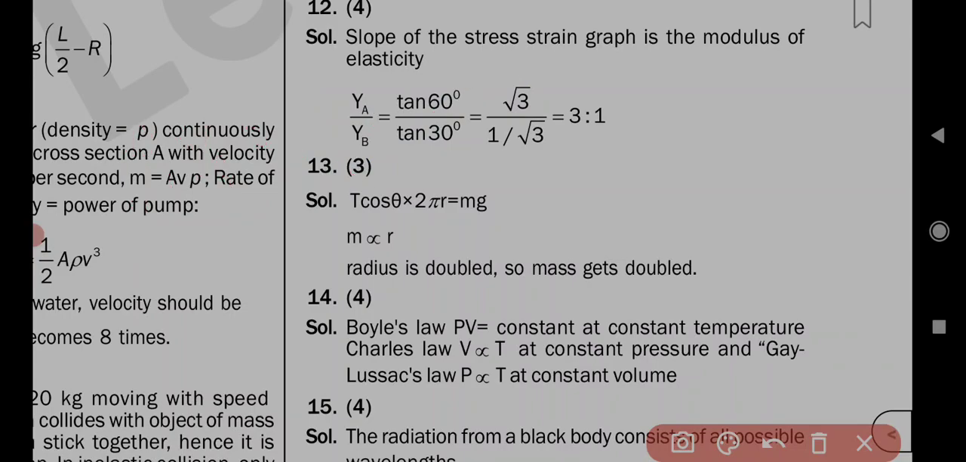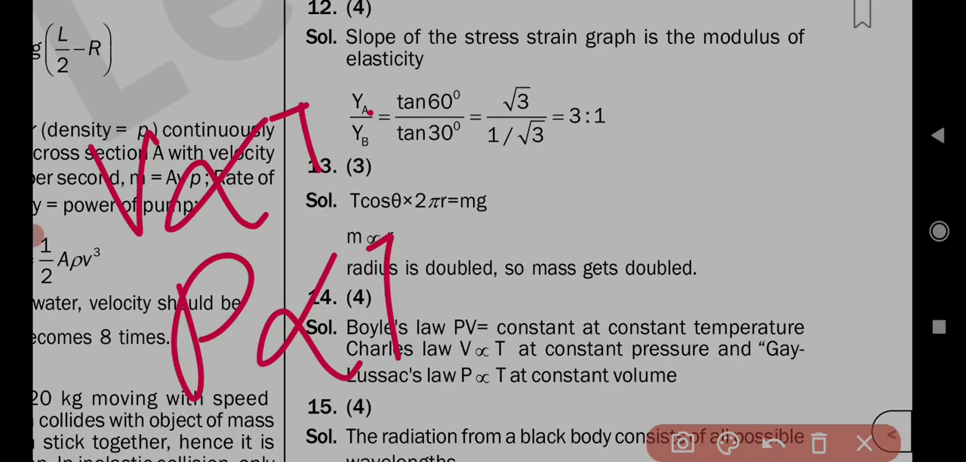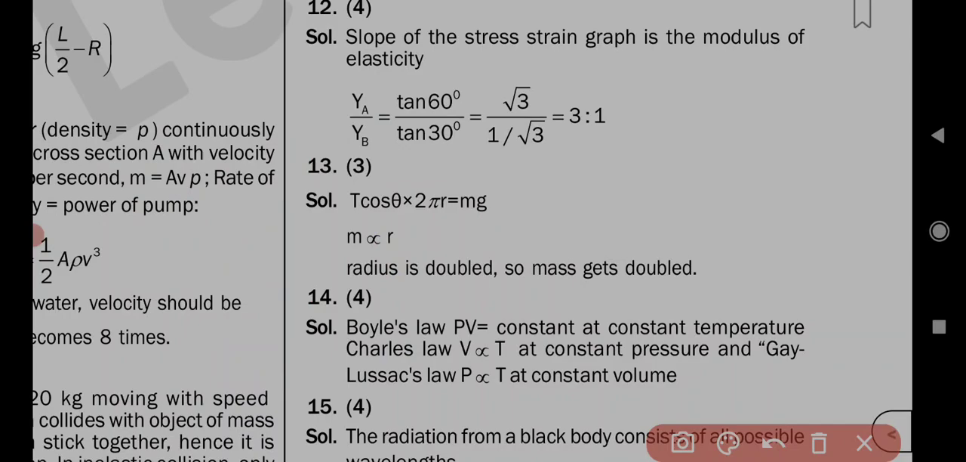Charles' law talks about volume and temperature. Whereas Gay-Lussac is concerned with pressure being directly proportional to temperature. Pressure is directly proportional to temperature at constant volume. So if you talk about Gay-Lussac, it is more bothered about pressure. If you talk about Charles, it is more bothered about volume.